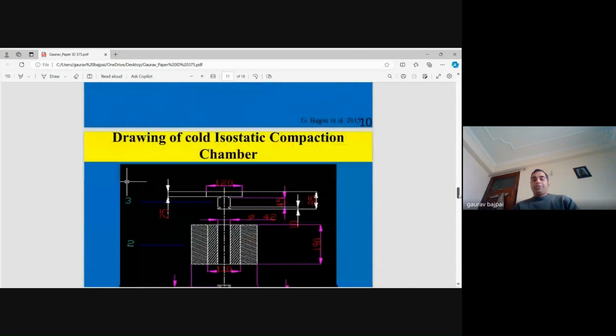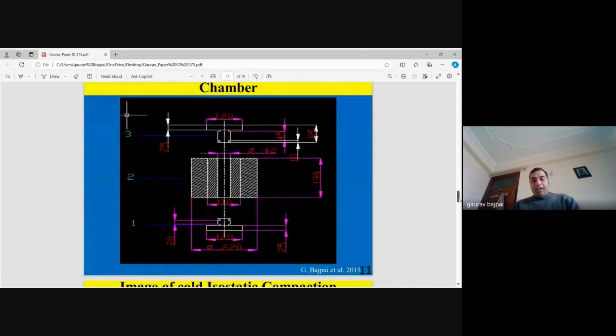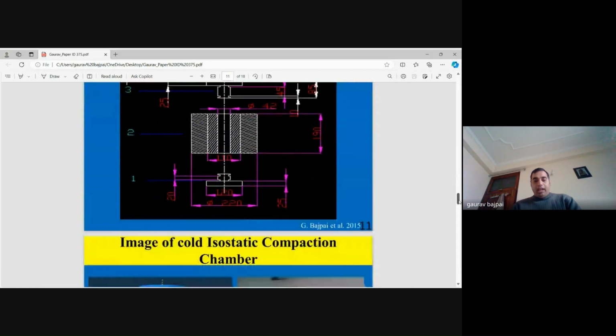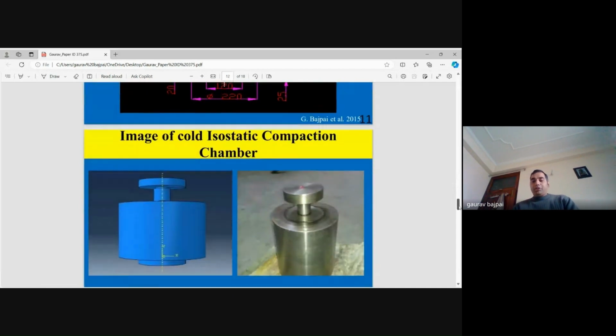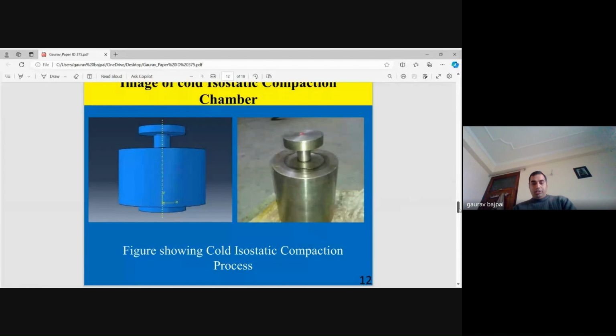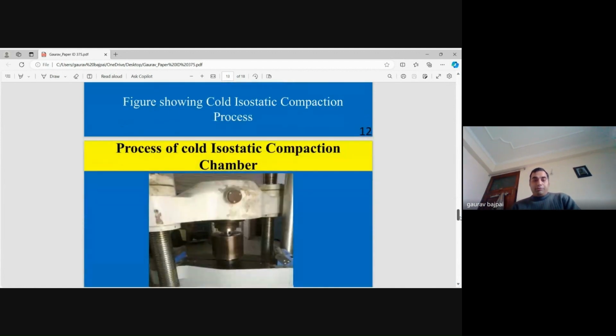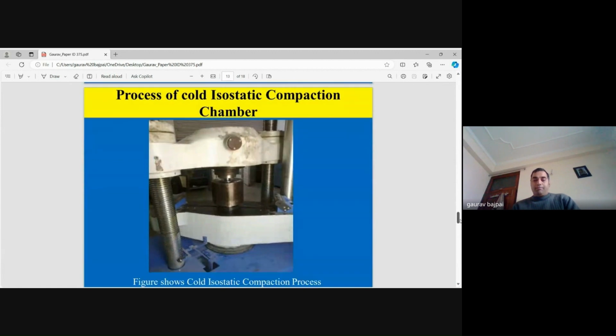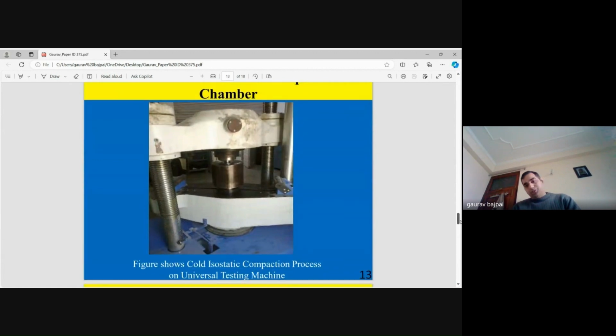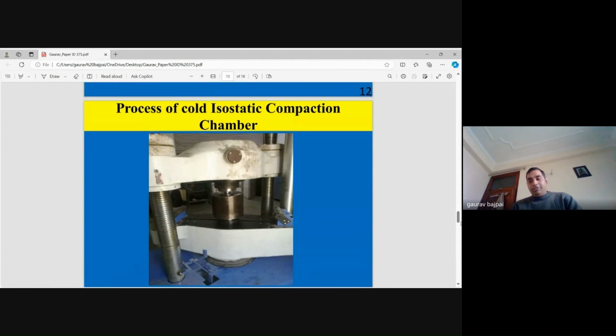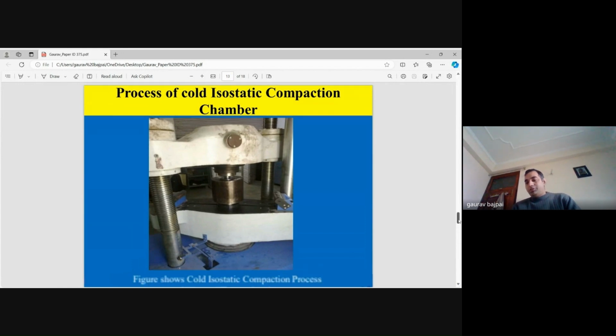This is a drawing of the cold isostatic compaction chamber, which I have drawn in AutoCAD software. And this is the image of the compaction chamber. You can see this image. I prepared this in the IIT laboratory at IIT Kanpur also. After that, I am using this cold isostatic chamber process in this UTM machine, and preparing very fine and very good samples, whatever dimension the session chair asked about, that you can achieve.